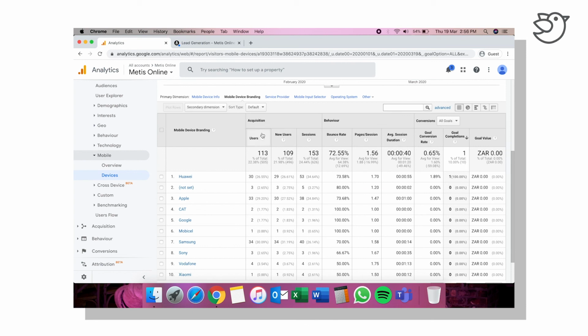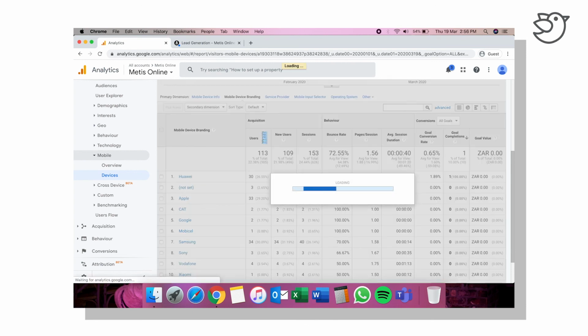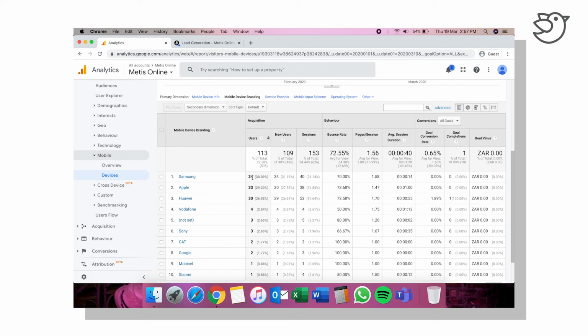So let's just go back to sorting it by users. So I can see Samsung has given me the most users, followed by Apple, and so we can carry on all the way down. The other thing I just actually want to point out is this amount in the bracket. This is the percentage of the total. So 34 people out of the total 113 are from Samsung. So otherwise known as 30% of the users are from Samsung.